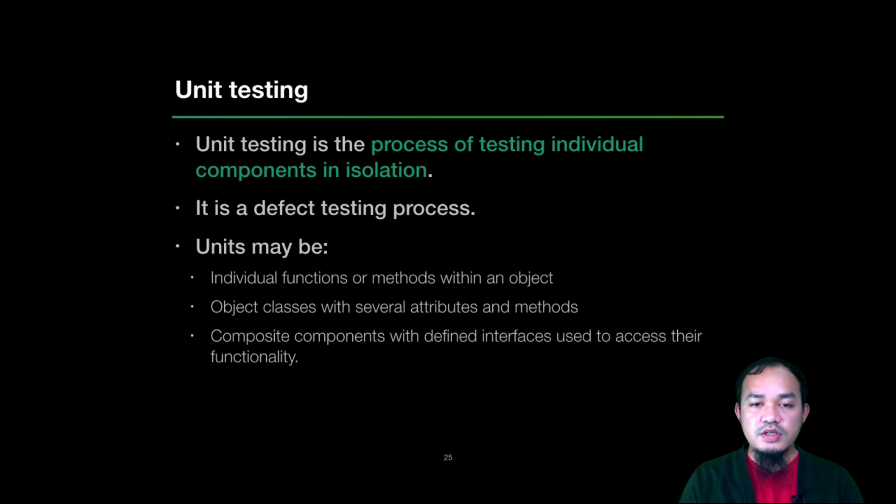A unit may be an individual function or a method within an object, because in the real world, right now, they are developing based on object-oriented design. So unit testing can be testing an individual function, or a method, which is another name for the same thing, within an object. Unit testing can also test the object class with several attributes and methods. In the object class we have attributes and many methods, so we can use unit testing to test the attributes and methods.